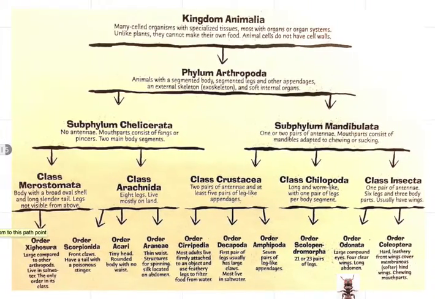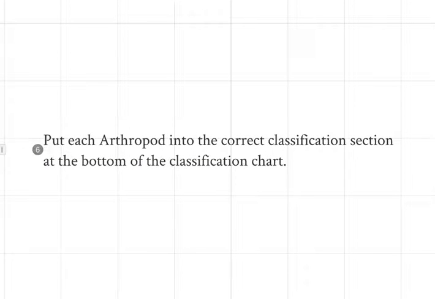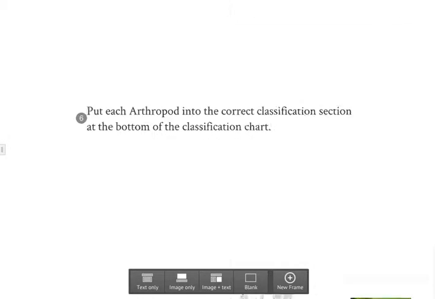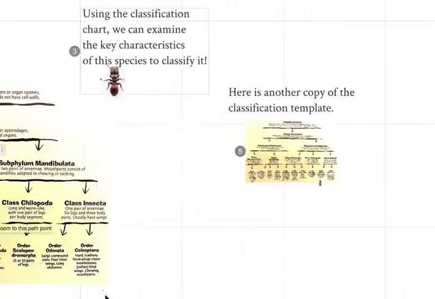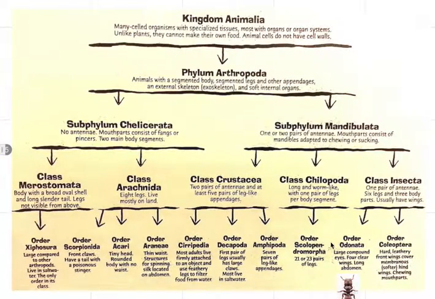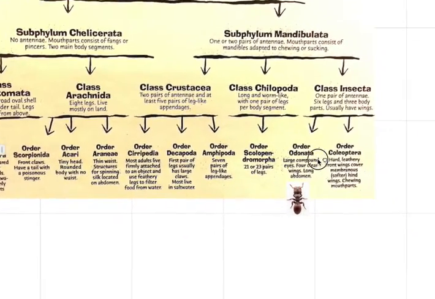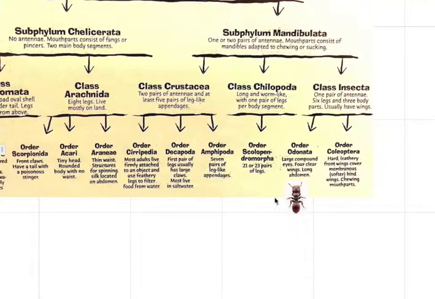Your task is now to put each arthropod into the correct classification section at the bottom of our classification chart. Here are the arthropods that I'd like you to try and classify. Just as we did with the ant, begin at the top and work your way down the chart and place it at the bottom of the classification chart under the correct order, just as I've done with the ant here.